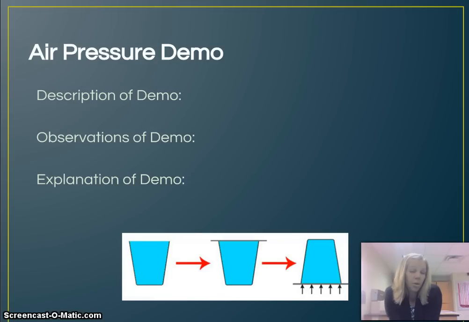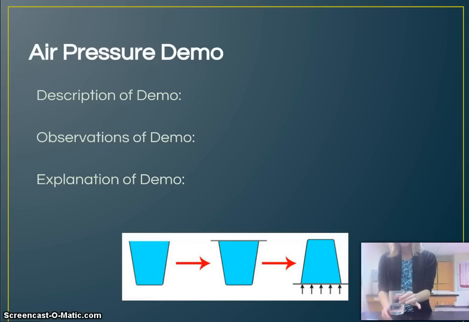Now I'm going to do a demo to kind of show you a little bit more about what I was just discussing with air pressure. Now what I have here is just a jar with some water in it. And what I'm going to do is place an index card over top of it. And I'm going to flip this over. What do you think is going to happen? Take a minute to record in your notebook what the setup looks like. Draw a picture, briefly describe what each object is, and then make a prediction about what you think is going to happen.